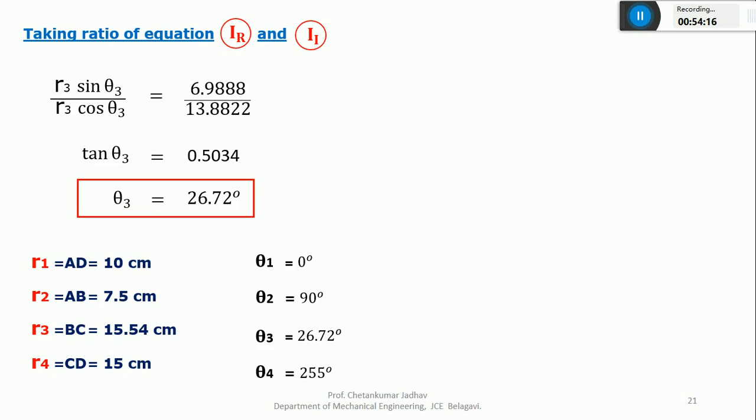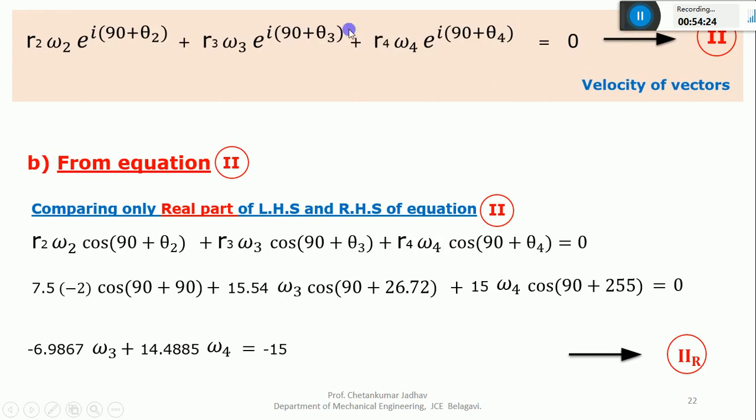After this, I'll go with the second equation, that is the velocity vector. So this was the velocity vector, right? In the first part, you got 3 equations, and this was the second equation, the velocity vector. Again, follow the same method, whatever you followed for the first equation. From this equation 2, I'll compare the real part of LHS as well as the real part of RHS. So I'll get one equation.